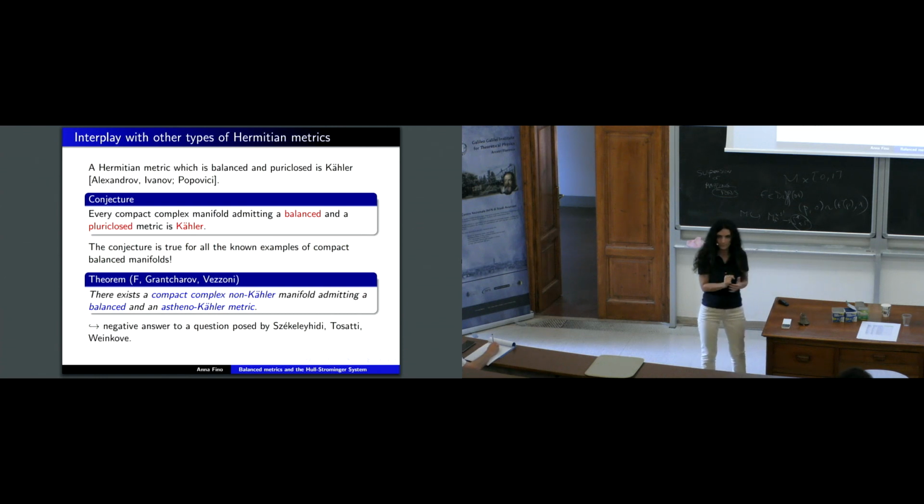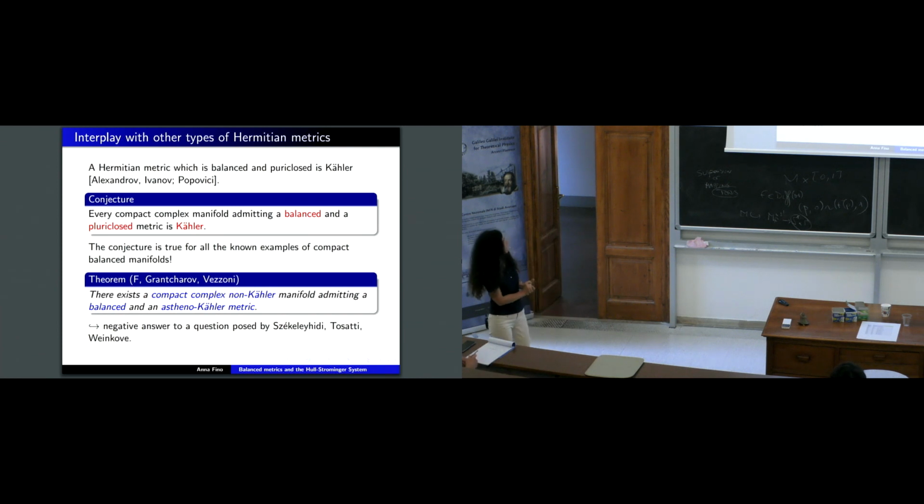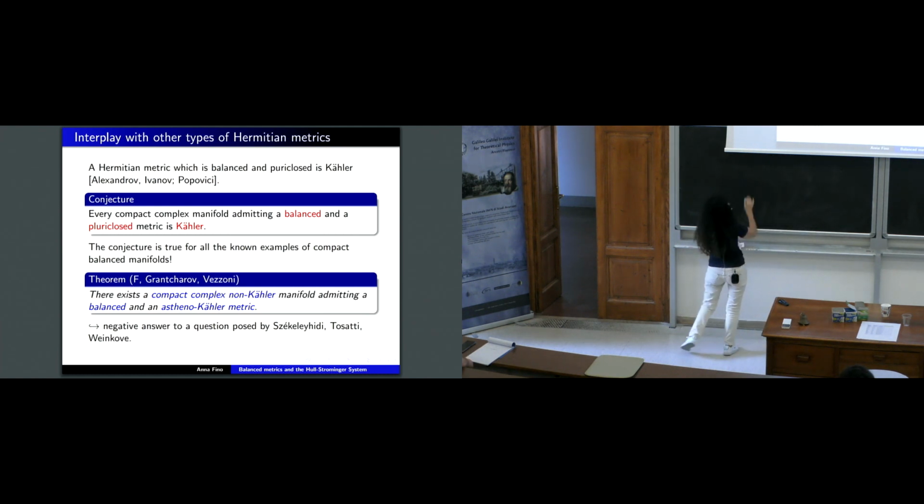Before going to the Hull-Strominger system part, I want to mention that in the literature there are many types of non-Kähler Hermitian metrics, and they also play a role in relation to theoretical physics. One type of metric that is quite well understood, with a relation to generalized geometry, is the notion of pluriclosed.